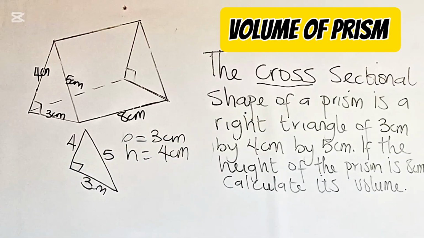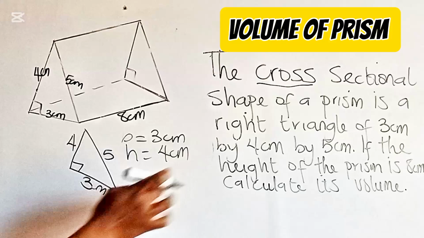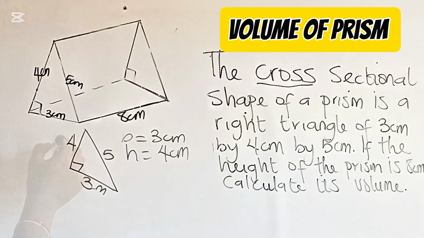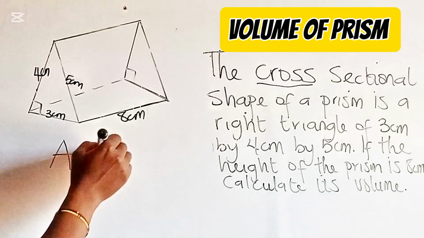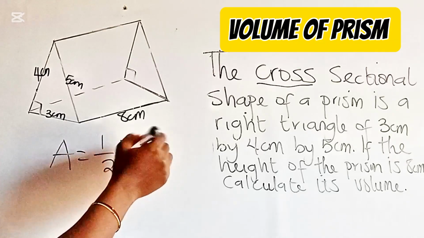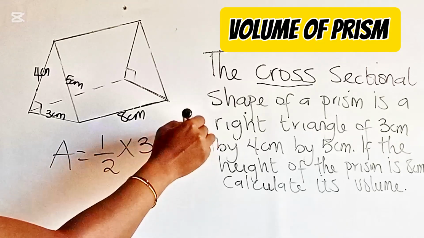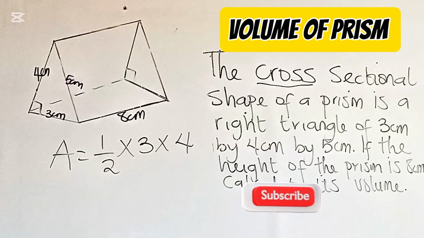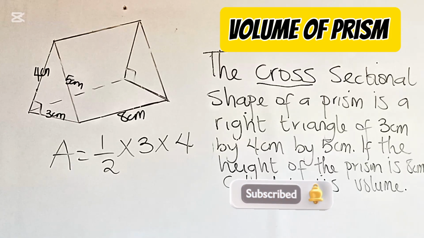So let's apply the formula to calculate the area of this triangle. So we have area is equal to 1 over 2 times the base, which we have identified as 3, and the height as 4.